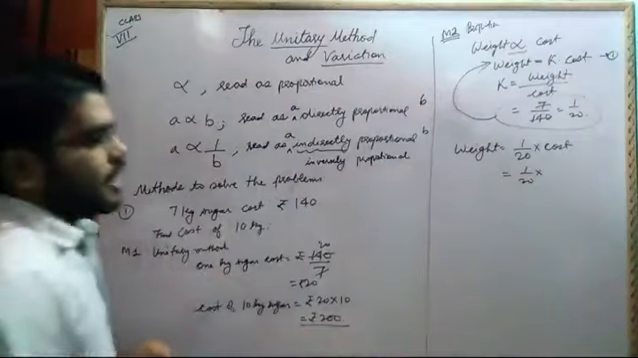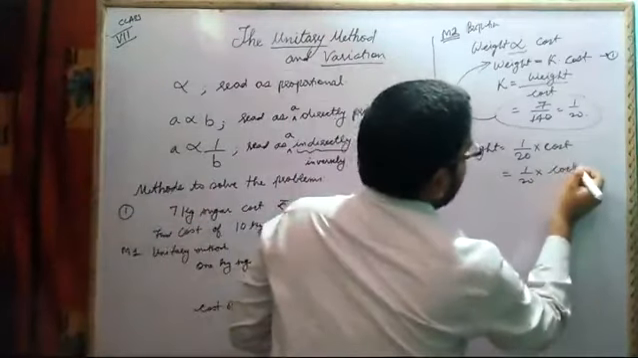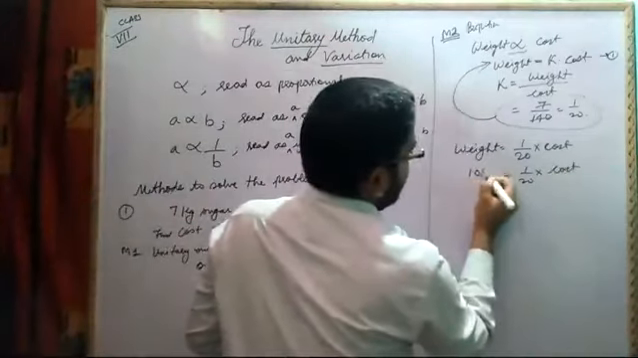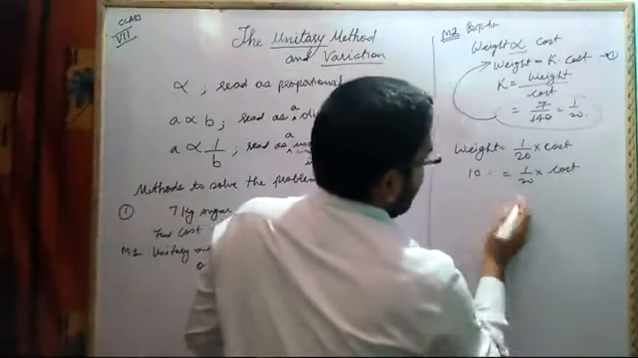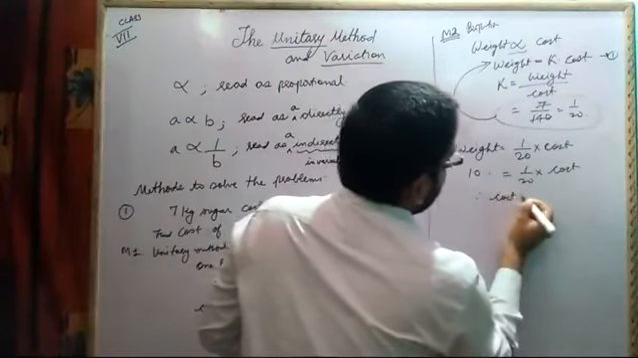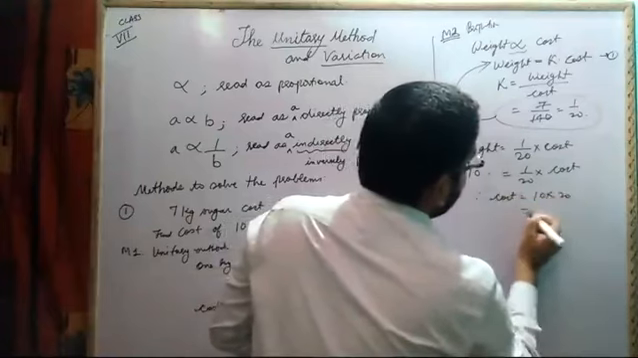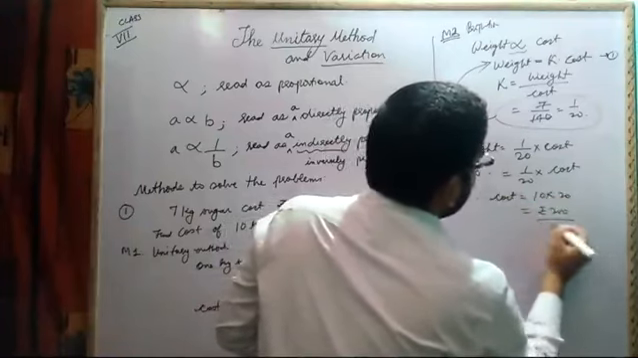So 1 by 20 into cost is how much? We don't know, we have to find. So we can write cost this side. Weight is how much? 10 kg. So therefore cost will be equal to 10 into 20, which is rupees 200.